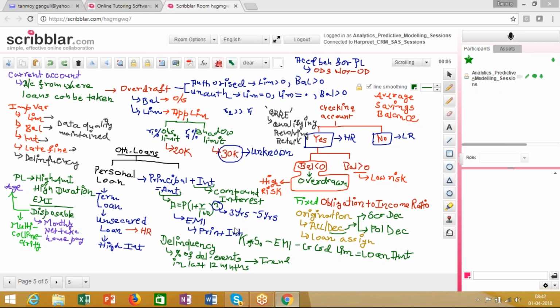Now, apart from this, there can be other delinquency variables, or other variants of delinquency, that we can use. Say one variable can be maximum delinquency: the maximum number of times delinquent in the last 2 months, delinquent at a stretch.